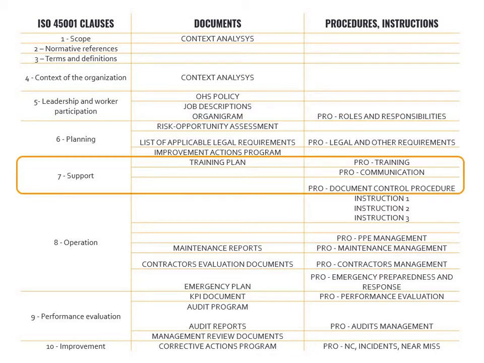Clause 7 was the one with all those pillars. It requires us to give ourselves rules about training and keep records of who is trained and who is not. Hence, a procedure about training could be useful. It also requires some rules about how OHS matters are communicated inside the company. Hence, a procedure about communication is usually made. And finally, it's highly recommended to make a procedure about the rules of your company regarding who makes documents, who approves them, and so on. A so-called document control procedure.